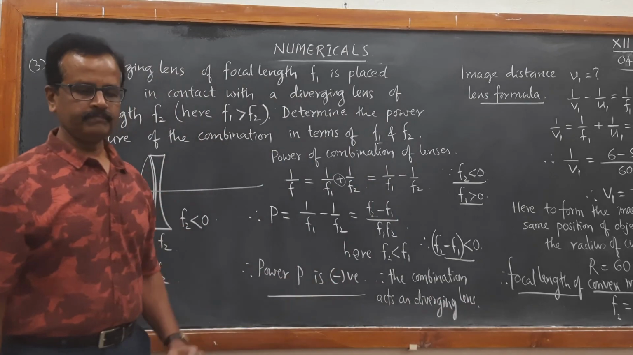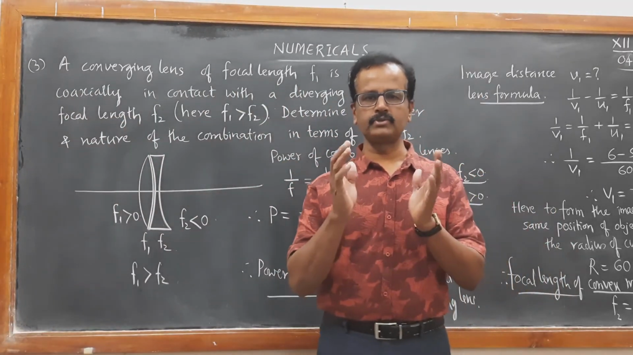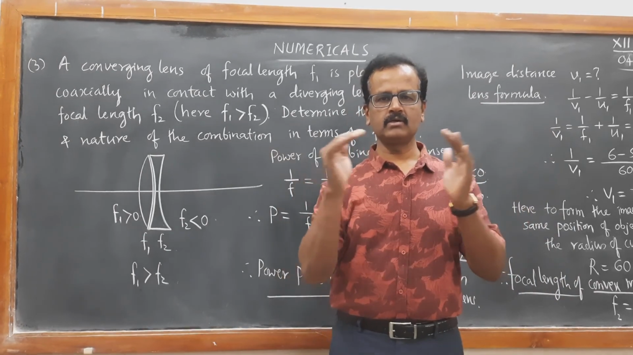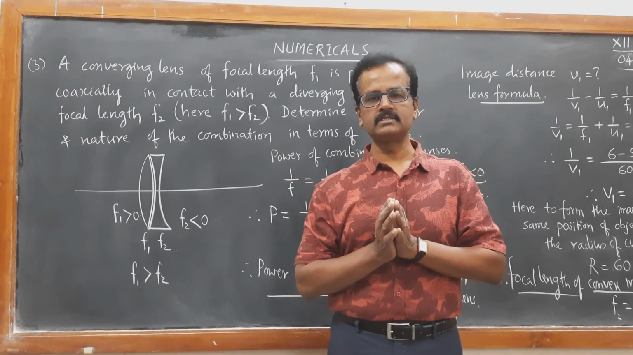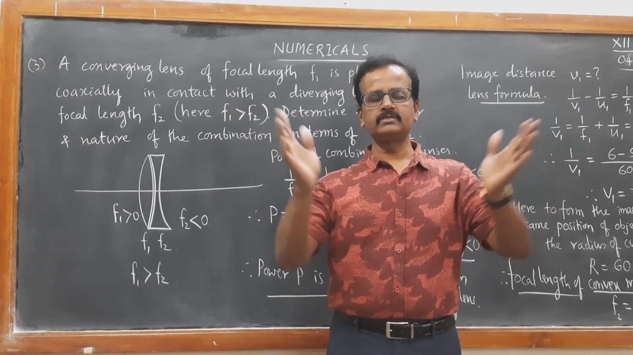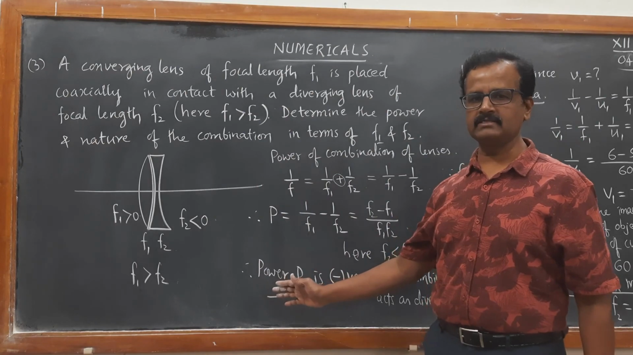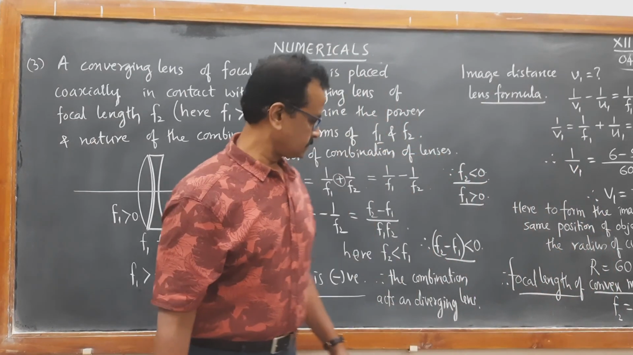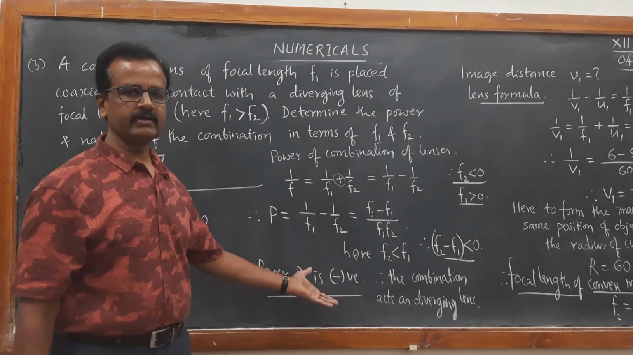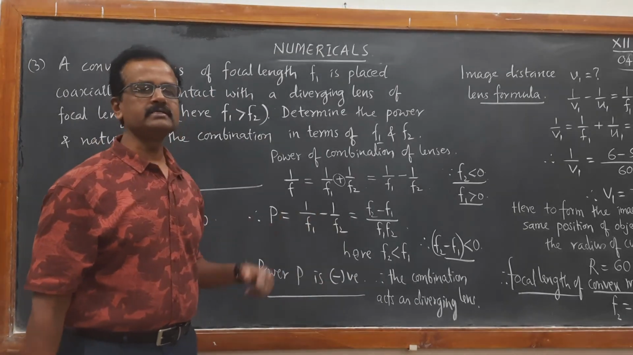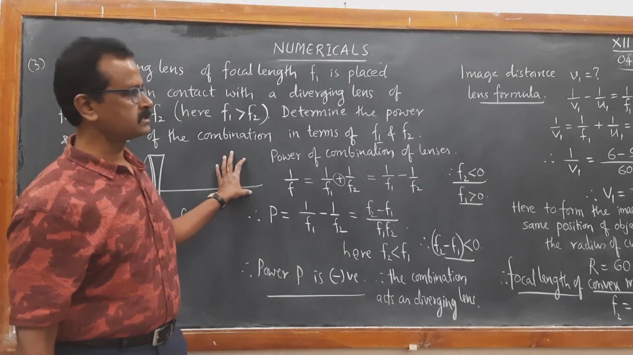According to sign convention, the convex lens has a positive focal length because it is converging, and the concave lens has a negative focal length since it has diverging nature. Therefore, the combination acts as a diverging lens because its power is negative. Power is negative implies that its focal length is negative. This is asked for 2 marks.